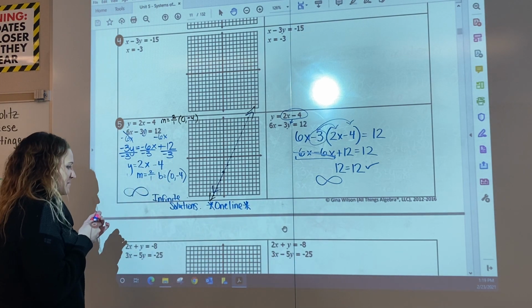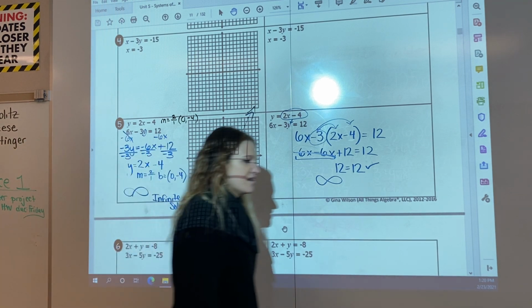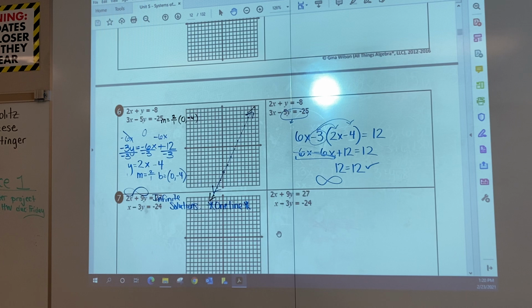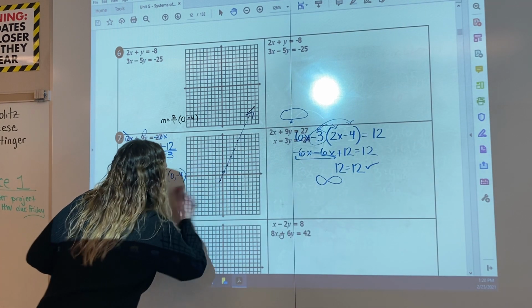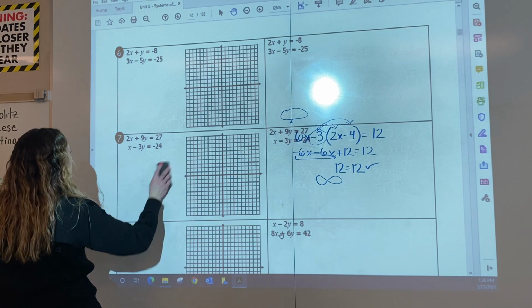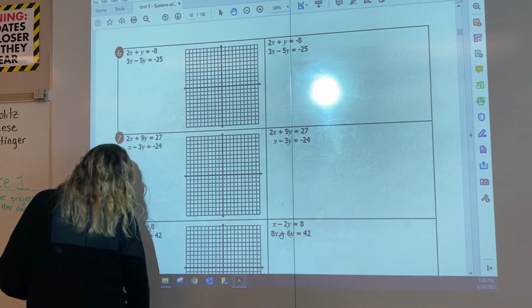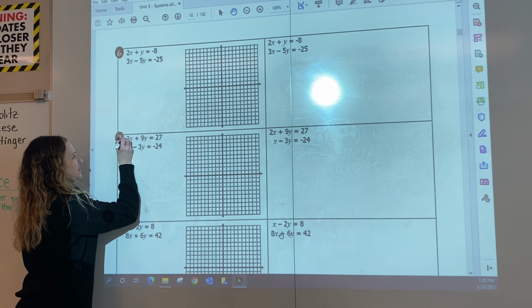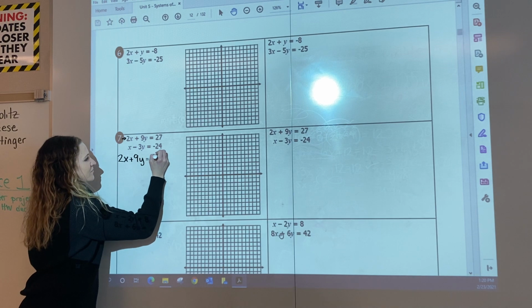Alrighty, starting to see some differences here. Let's jump ahead to number 7 and see what we get with that one. Alrighty. For number 7, unfortunately, neither of those two are solved for y, so we're going to have to do that first. Let's start with our first equation. I'm going to rewrite that one right here, and let's solve for y.